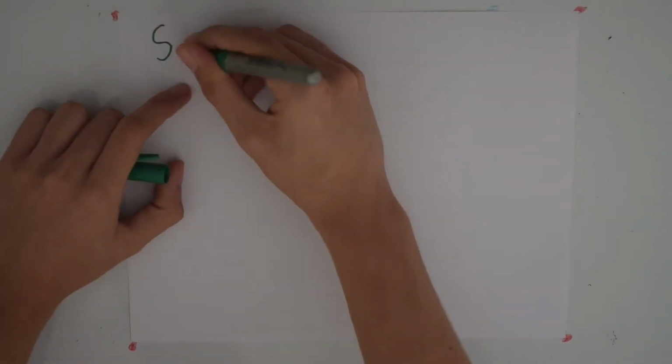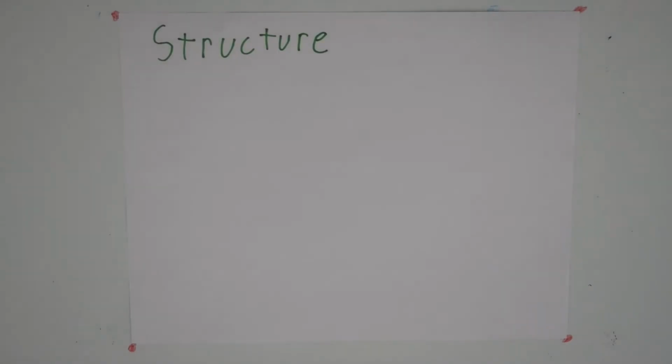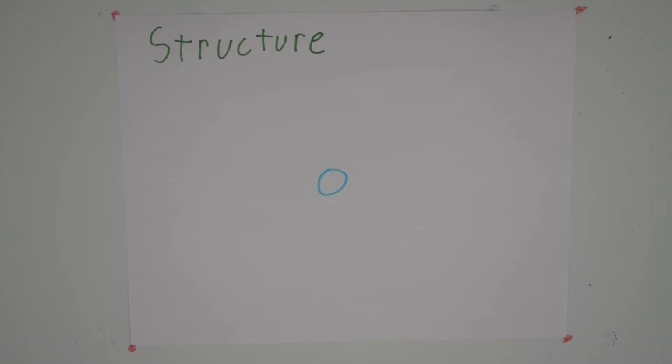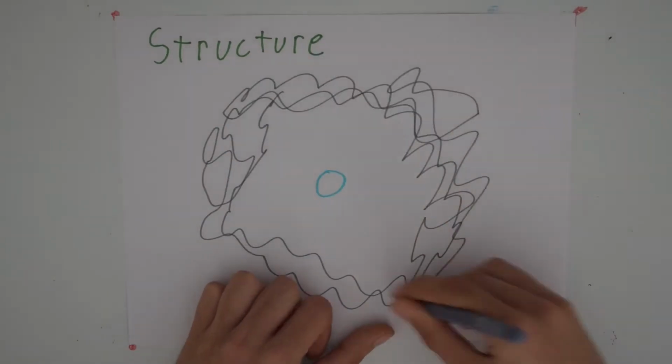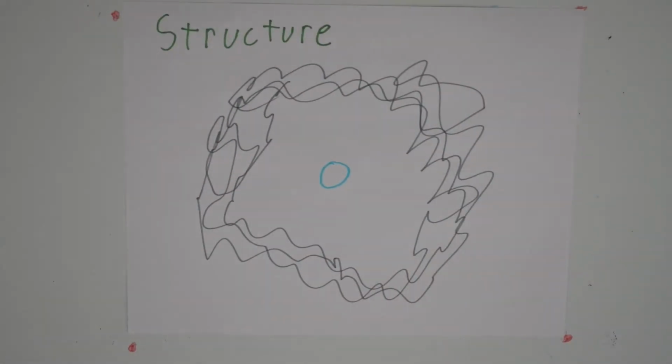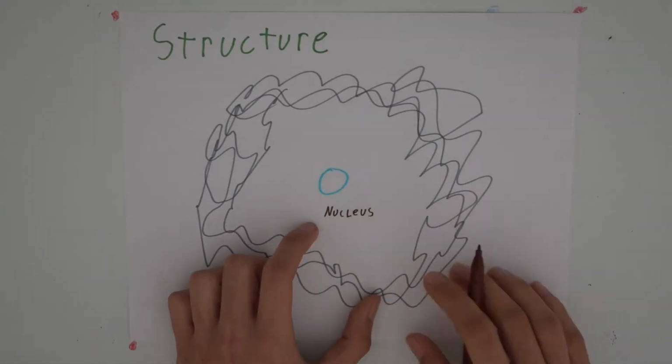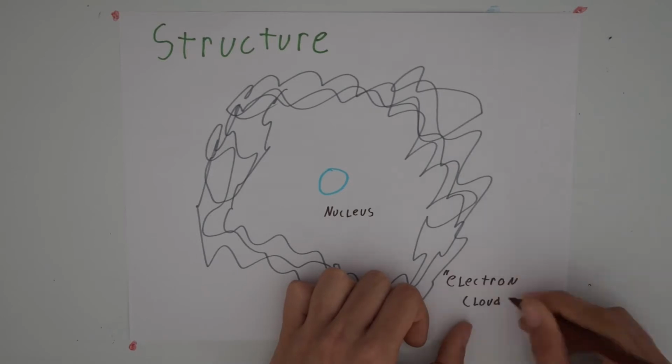So now that we know what particles make up atoms, we need to know the structure these particles are arranged in. There are two main parts to an atom, a nucleus in the center and an electron cloud, as it's sometimes referred to, on the outside. These are where all the particles are located.